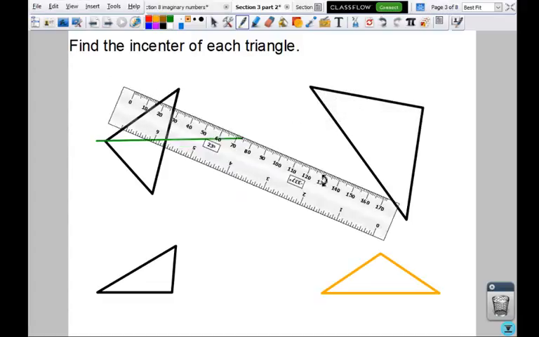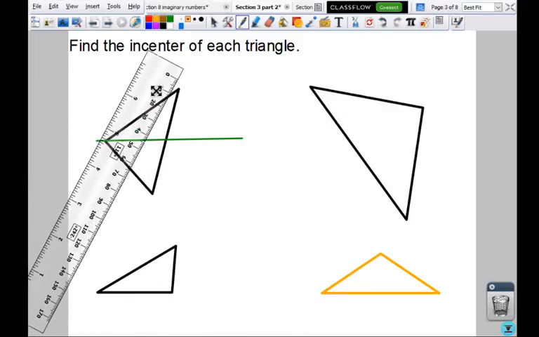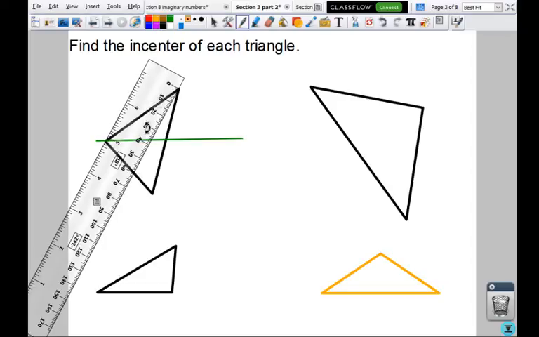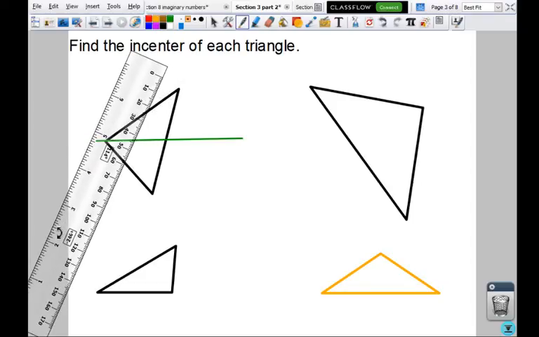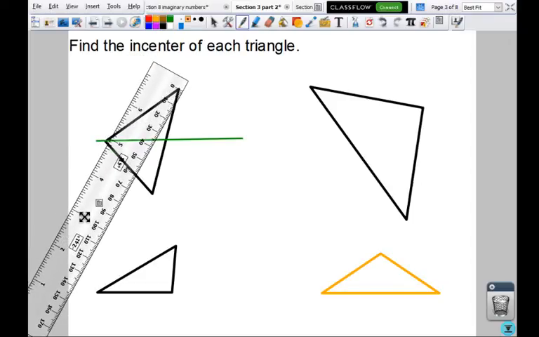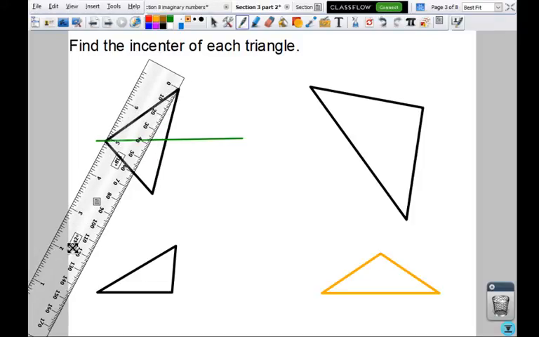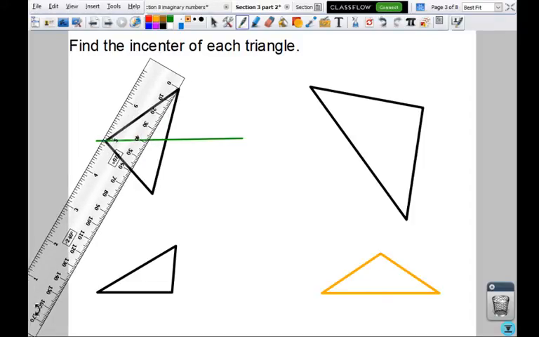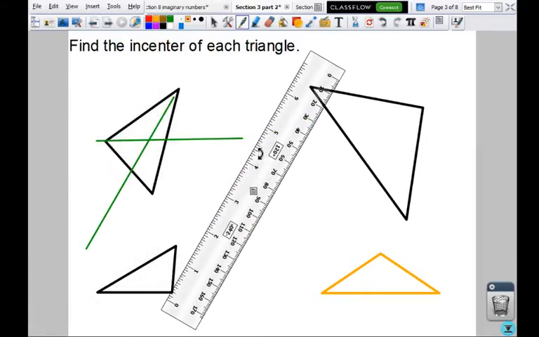I'm going to pick another corner, and I'm going to draw a second angle bisector. I'm going to go right there. Whoops, wrong one. Back up. I think it's going to be about right here. And I'm going to draw my second line, and my incenter is going to be where they cross.